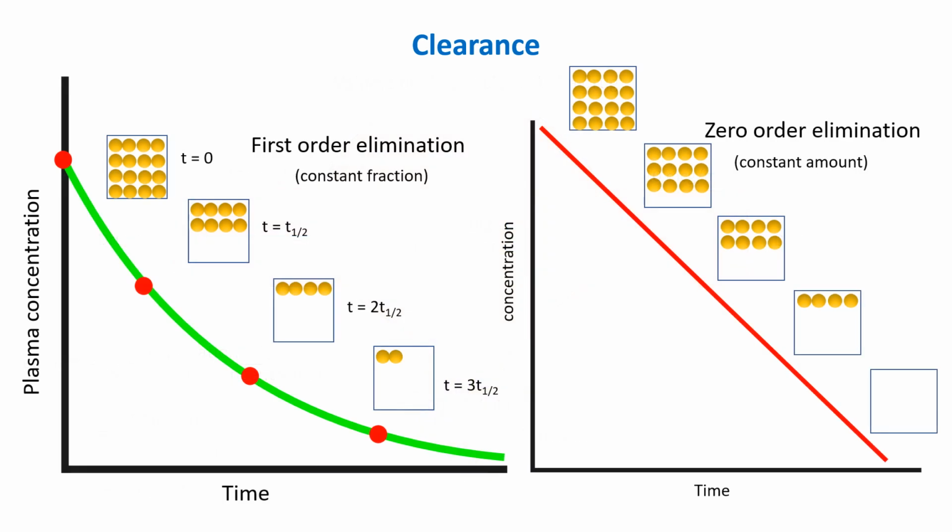So, clearance basically helps us understand how quickly a drug is removed from the bloodstream or plasma. This in turn helps us calculate dosing regimes and half-lives. In other words, it describes the relationship between plasma drug concentration and drug elimination. Again, we have discussed the concentration time graph in the compartment model section of the video.